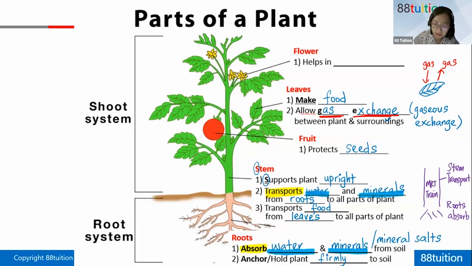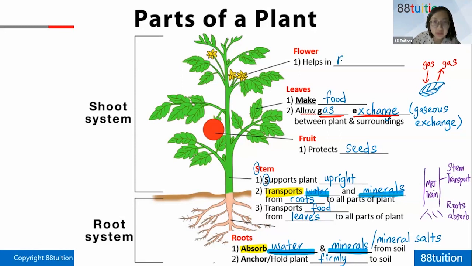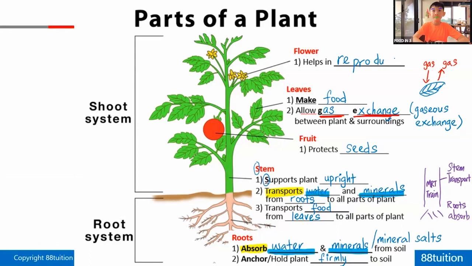Flower helps in what? Starting with R. Anyone can tell me the word? Very long word. Basically, the flower helps to make babies, the next generation. So this is known as, good job, Kai Han, good job, Jia Ping, reproduction. Reproduction simply is to make babies for the next generation. Any questions on the functions here?